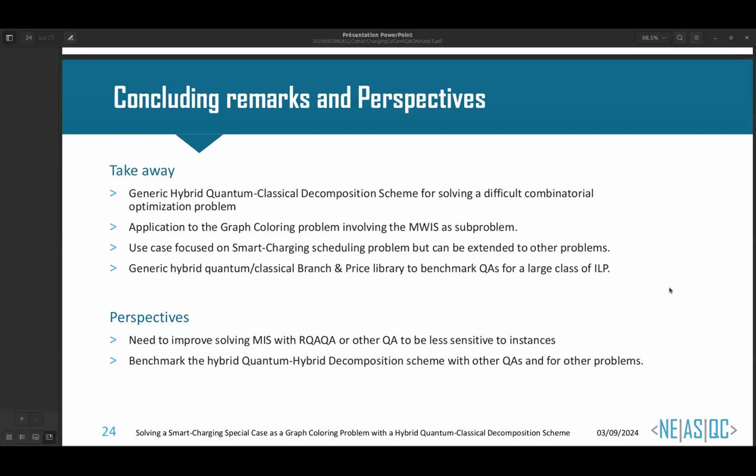No technique can solve all of the instances corresponding to a problem. Usually there are classes of instances that a technique can better solve with respect to the others. But in this case, it was not consistent, so we will need to improve. And we will need also to benchmark this type of quantum hybrid decomposition scheme with other quantum algorithms and other problems, obviously.